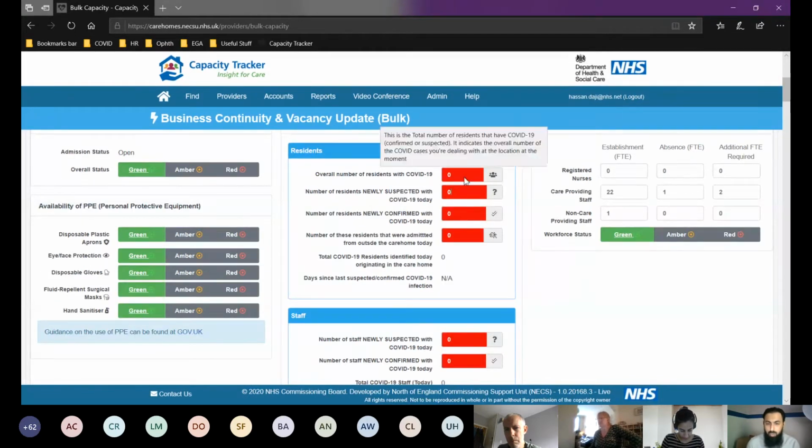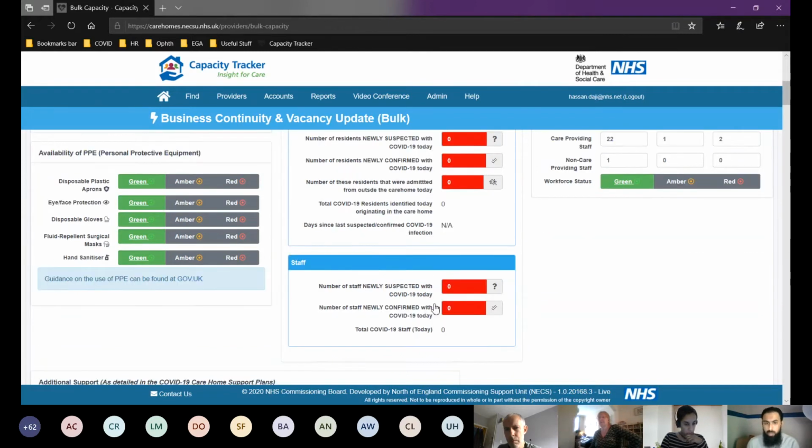So number of residents with COVID-19, any new, so anybody that's got suspected or confirmed COVID-19, any new cases that day, and then any residents that were admitted from outside the care home. We have had a query that the fourth question isn't coming up in the reporting, so we have escalated that as well. The bottom two auto-populate, and then the same with staff: newly suspected, newly confirmed, anybody that works in the care home that's not agency, that is employed by the care home, whether they be clinical or non-clinical staff.